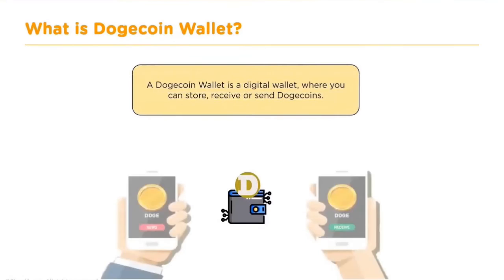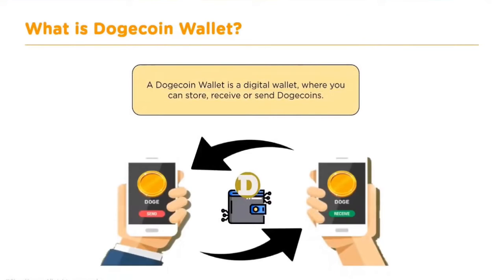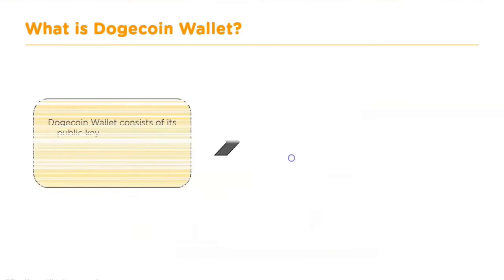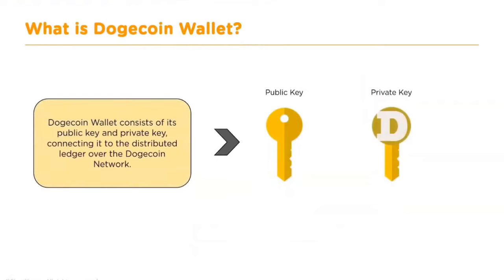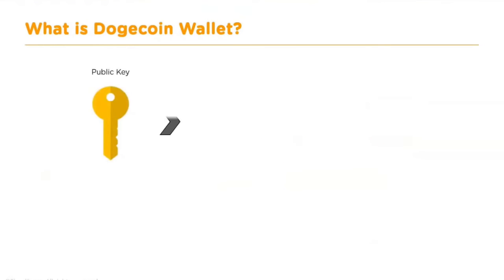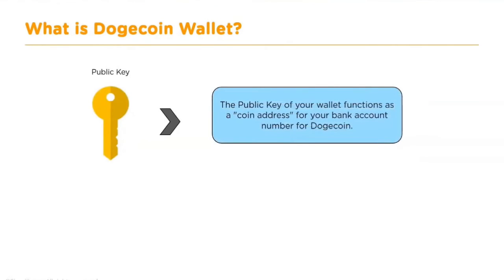So that brings us to what is a Dogecoin wallet. A Dogecoin wallet is something where you can store, receive, or send Dogecoins. Technically, it is very similar to a real life wallet. A Dogecoin wallet consists of its public and private key connecting it to the distributed ledger over the Dogecoin network. You can use your wallet's public key, which also functions as your coin address, like your bank account number for Dogecoin, where anyone can track the transactions made while maintaining the anonymity of the users.